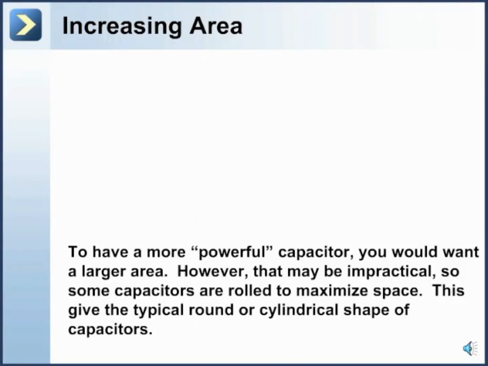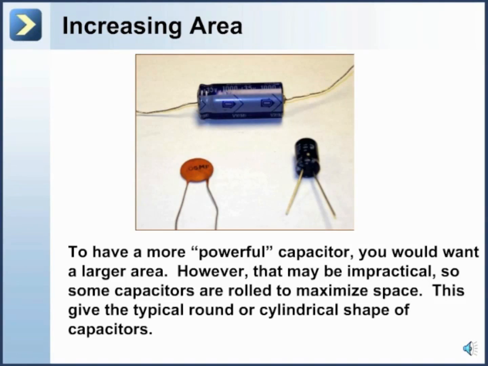Increasing area. So as we already learned, to have a more powerful capacitor, you would want a larger area. However, that may be impractical. It might take up too much space. So some capacitors are rolled to maximize space. This gives the typical round or cylindrical shape of capacitors.